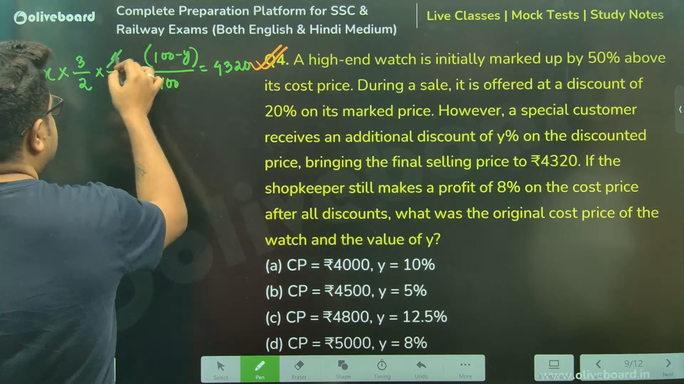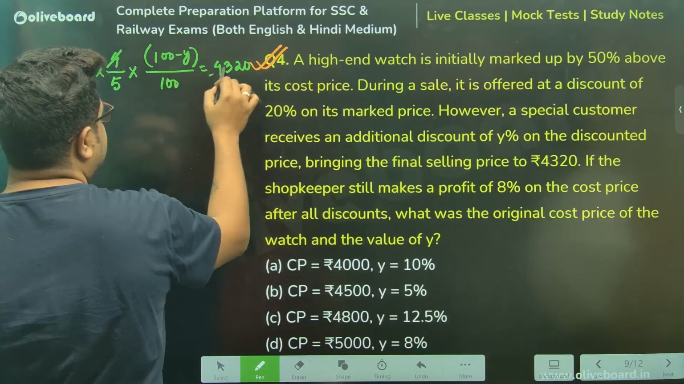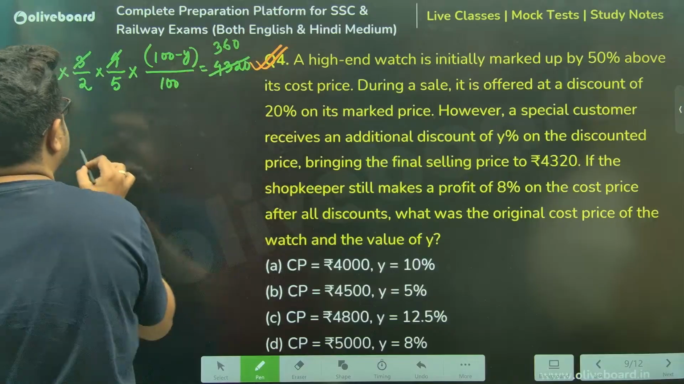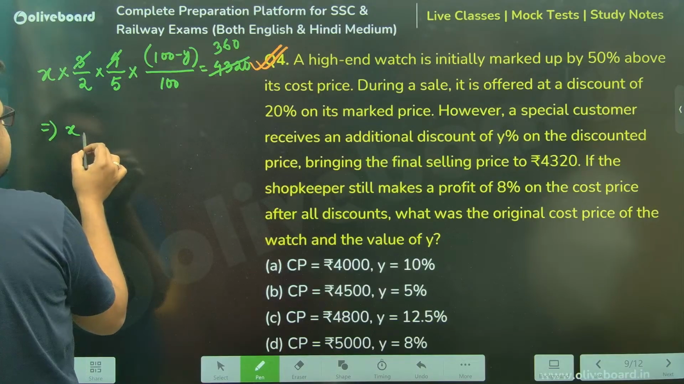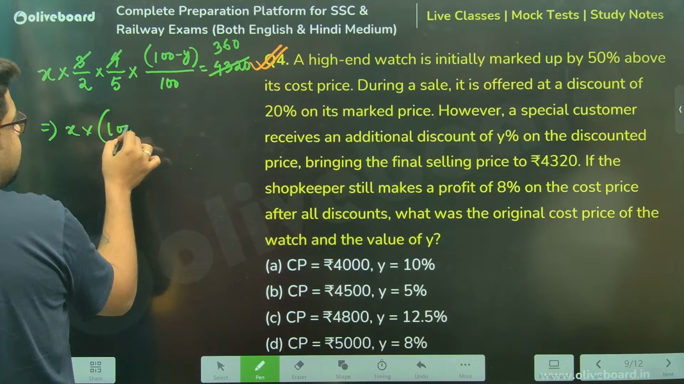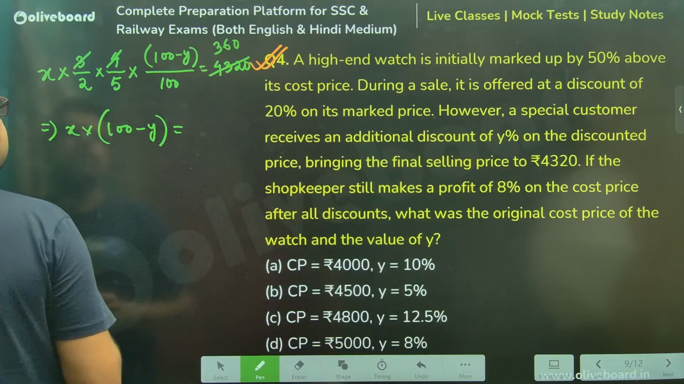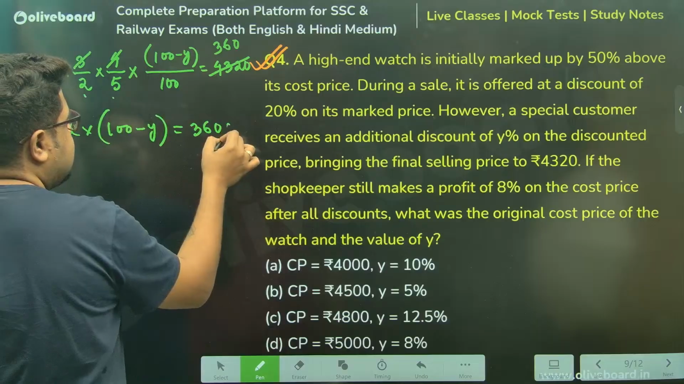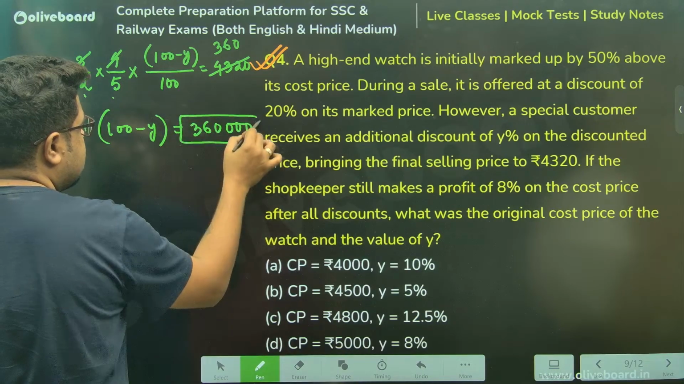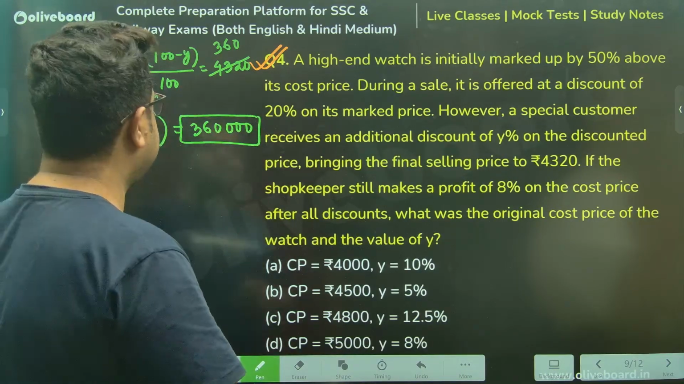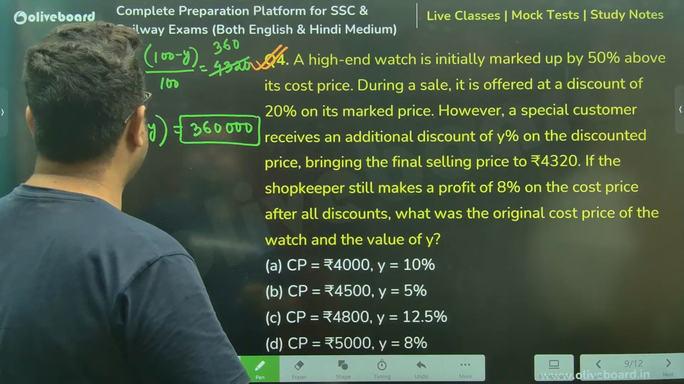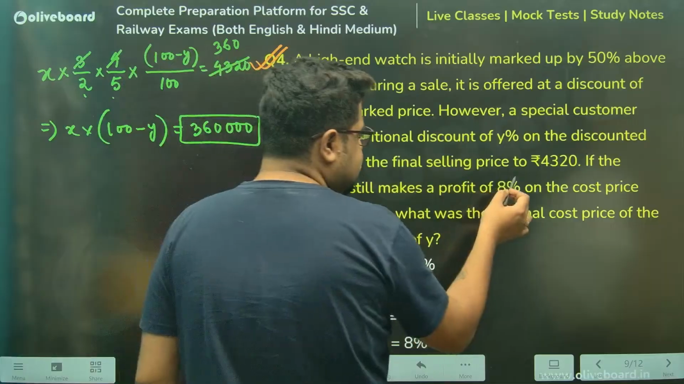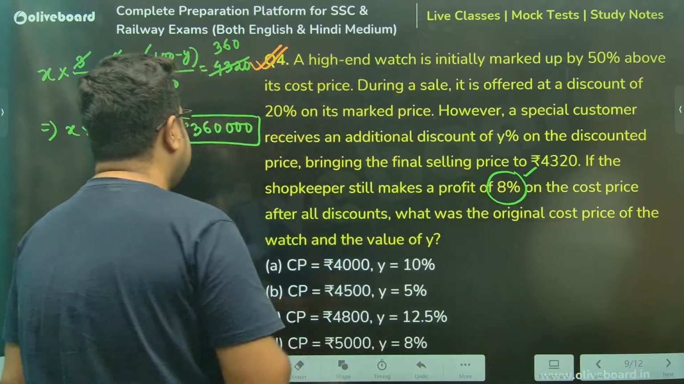4320. Let's calculate, sir. Chalo, 4 से ही करो. 4 3s are 12. 12 3s are 36. 6 are this. So 360. So X into 100 minus Y is giving us 360, this is 10, meaning 000. This is CP. Acha. And again, sir, 8% profit he is still making.